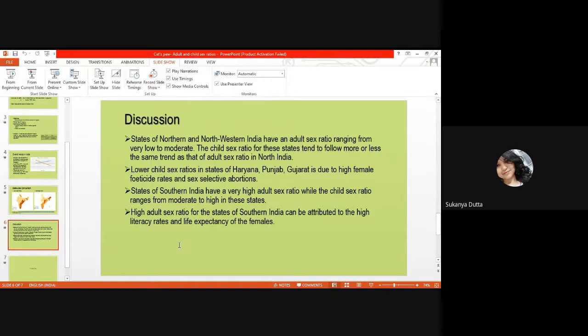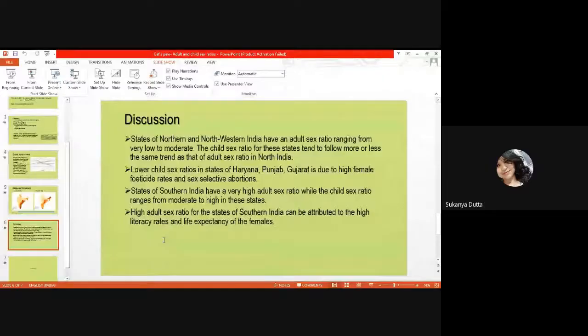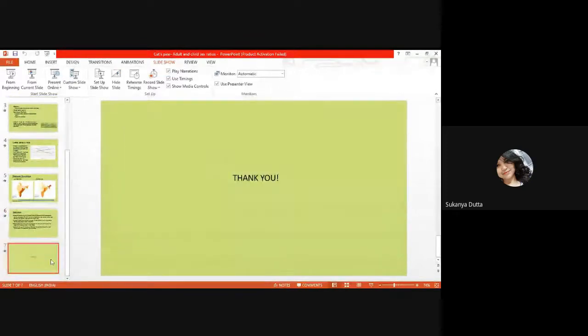The states of southern India and eastern India have a relatively higher adult sex ratio, and the child sex ratio is also in between moderate to high values. The high adult sex ratio for the southern states can be attributed to high literacy rates and life expectancy of the females. So this concludes our presentation.